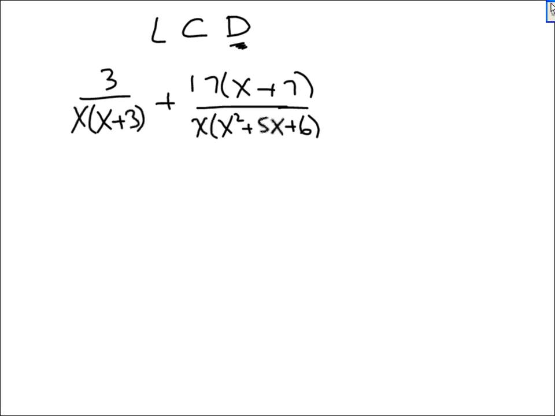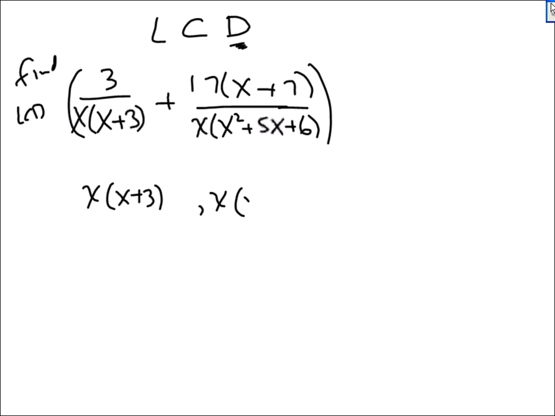If you're asked to find the LCD of that, that means find the least common multiple of the denominators. So you look at the denominators: x, x plus 3, x squared plus 5x plus 6. What you want is the least common multiple of the denominators.